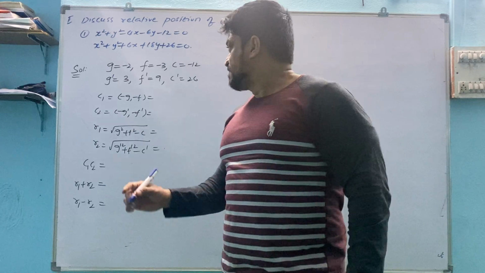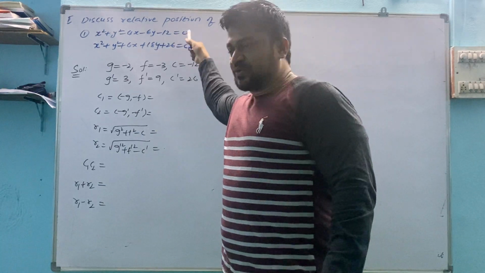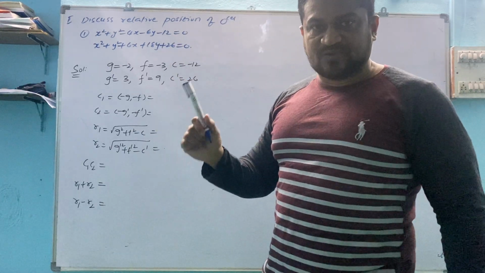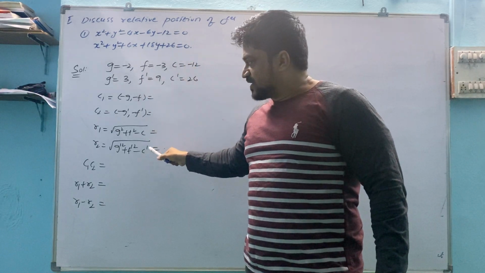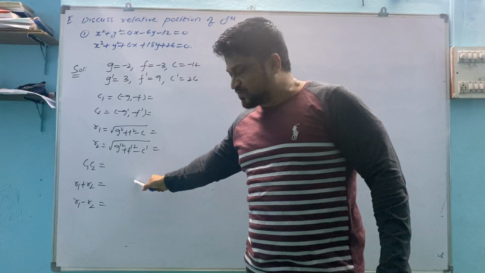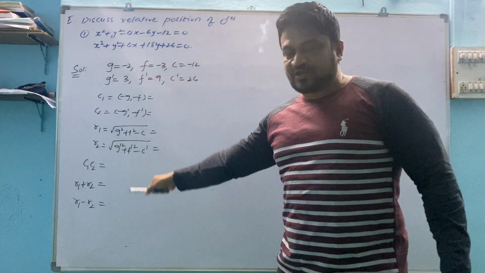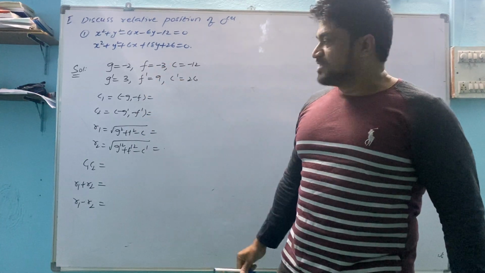When you have two circles given to you, you have to find g, f, c values, g', f', c' from the two circles. Then C1, C2, R1, R2, C1C2 distance, R1 plus R2 value, R1 minus R2. You have to remember that pattern when two circles are given.